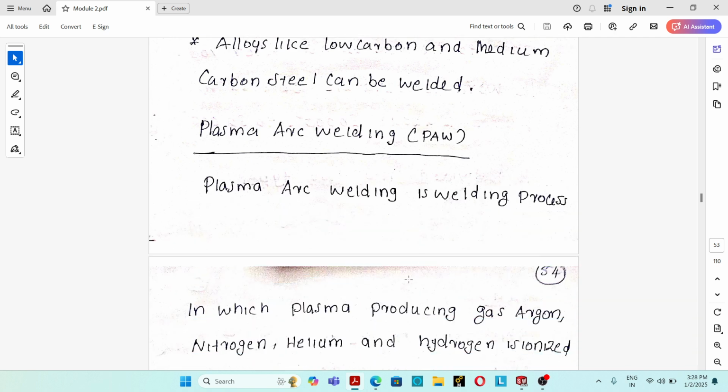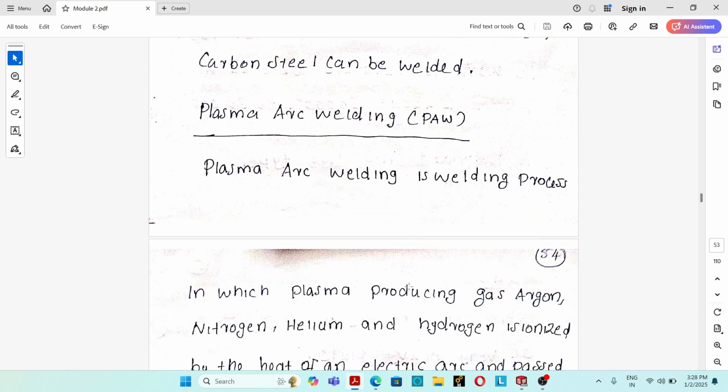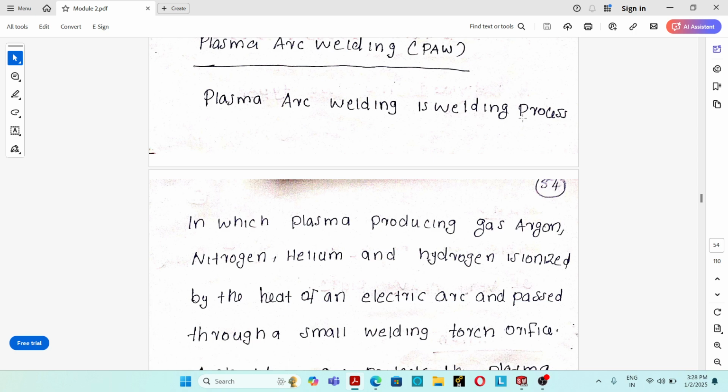So the third one is the plasma arc welding process. The short form is PAW process, plasma arc welding process.